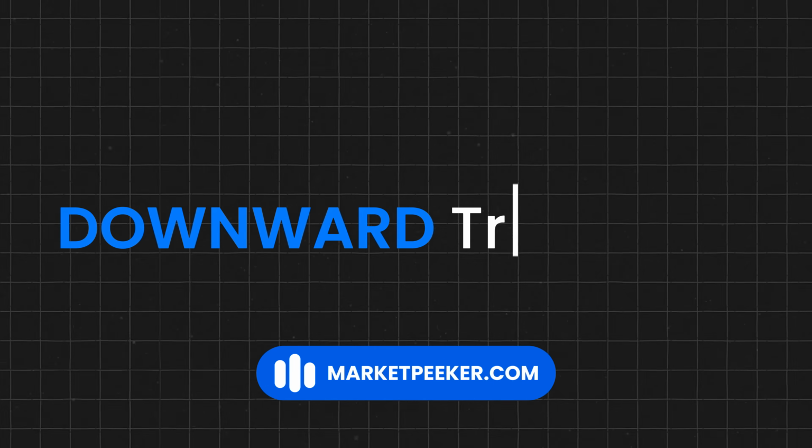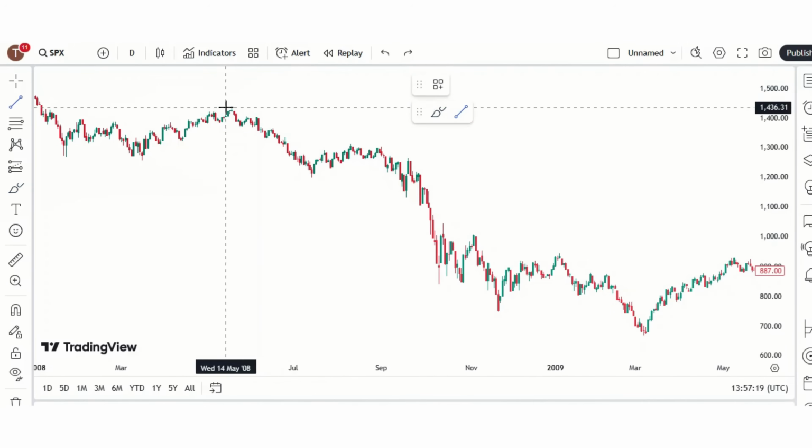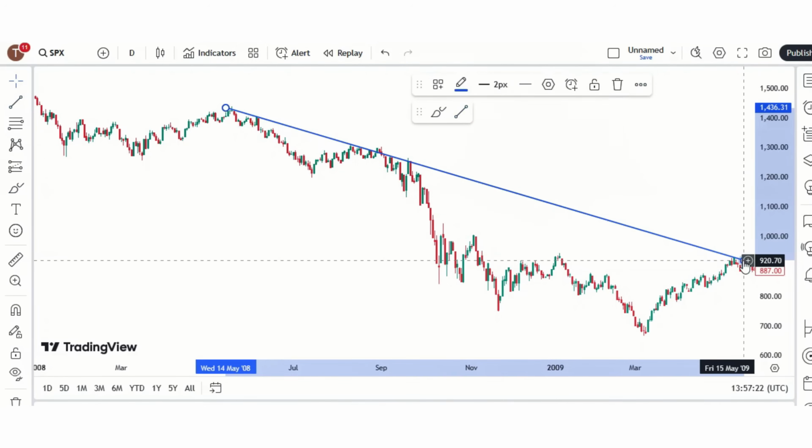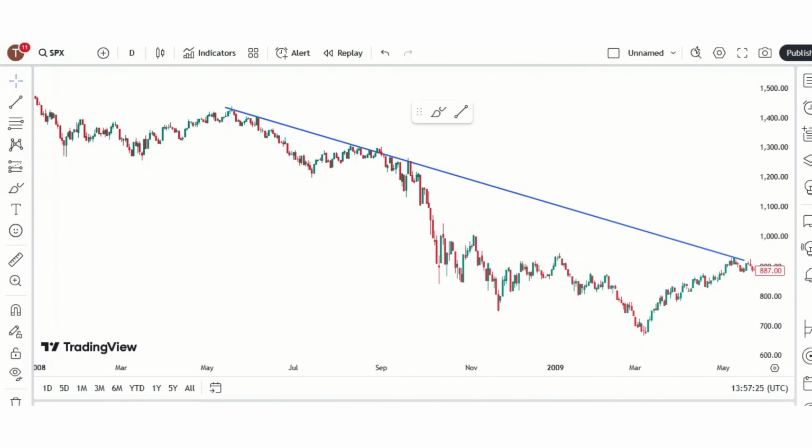How to draw a downward trend line. Find at least 2 lower highs on the chart. Connect them with a straight line. Extend the line downward for a clear view of the trend.